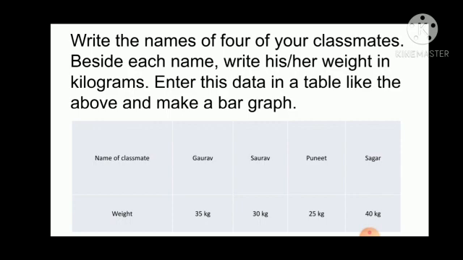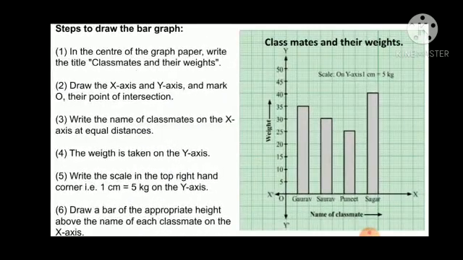See, I have given you an example. I have written names as Gaurav, Saurav, Puneet and Sagar. And I have taken the weight as 35 kg, 30 kg, 25 kg and 40 kg. By using this information, we have to prepare a bar graph. See children. See the bar graph drawn. Here I have taken the scale as 1 centimeter is equal to 5 kg. You can take your own scale and your own figures. You have to prepare your own bar graph.